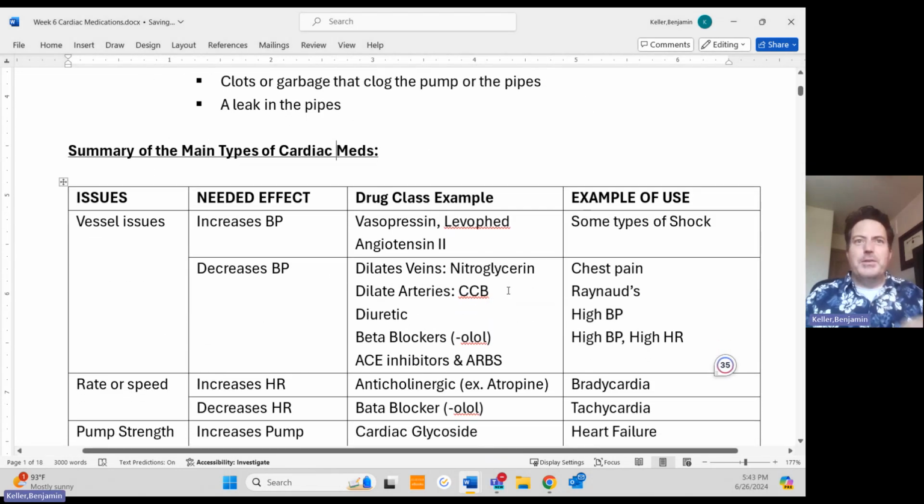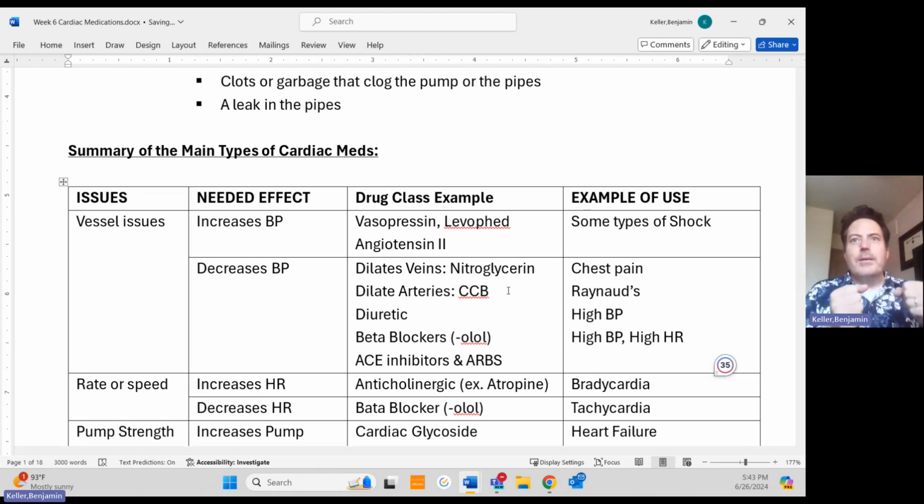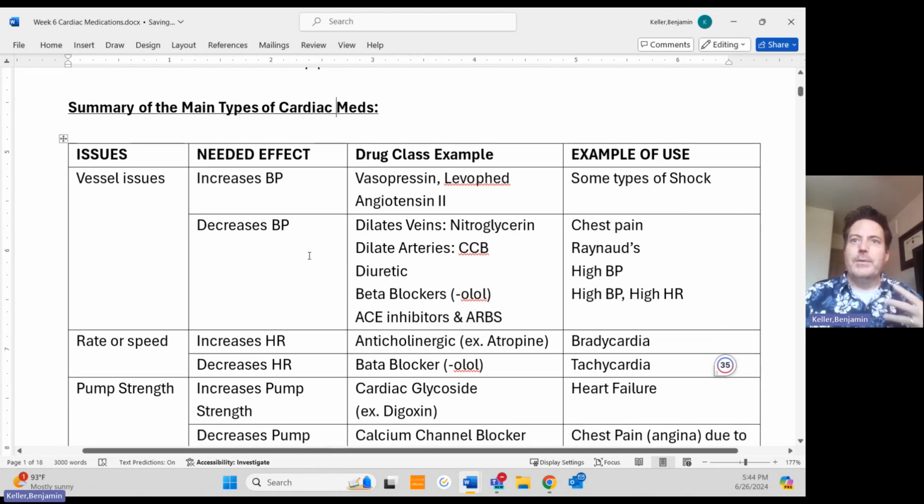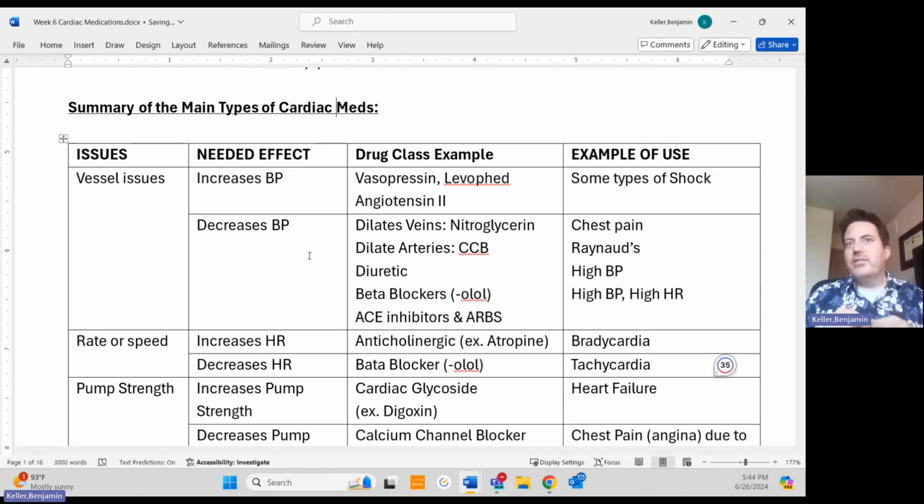So we can have vessel issues like increased blood pressure, and sometimes we want to do that. We need to increase the blood pressure, and so we want to add something like vasopressin or levofed or angiotensin 2, and we want to do this for some types of shock. If the blood pressure is really low, and we need to get it higher because the person doesn't get enough blood perfusion, or maybe we need to decrease the blood pressure. We need to dilate the veins with some nitroglycerin, or dilate the arteries with a calcium channel blocker.